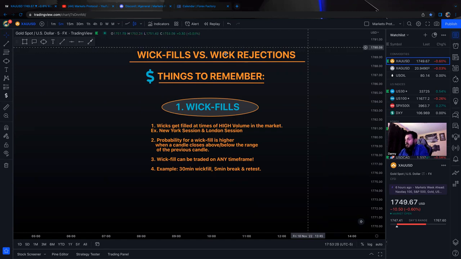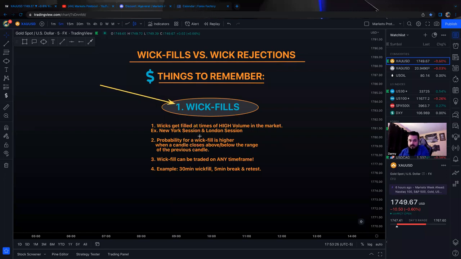Okay. So without further ado, let's get started over here on the topic of Wick fails first, and then we will talk about the Wick rejections. So the things to remember about Wick fail, I have written down over here.